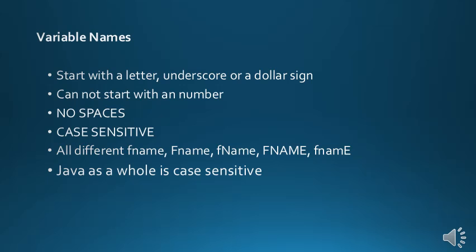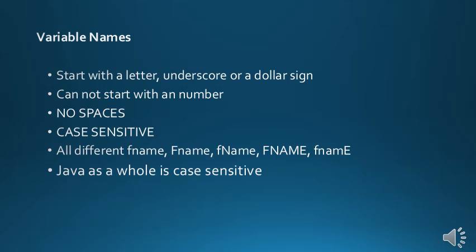Variable names. Variable names have some very specific criteria on what we can actually name them. First off, they can start with a letter, an underscore, or a dollar sign. Okay, but they cannot start with a number. Also, we do not want to put any spaces in our variable names. They have to be all together.